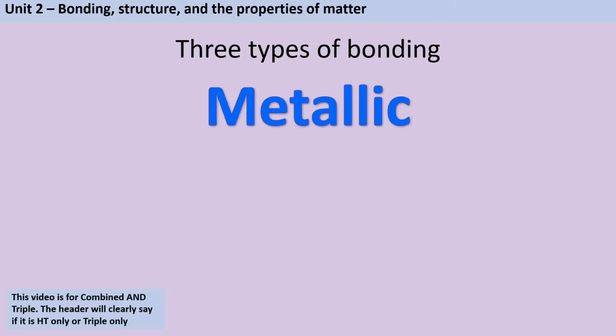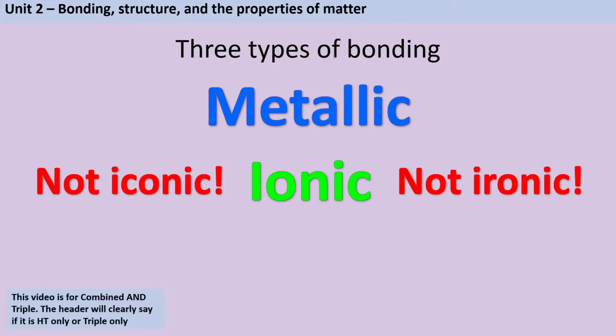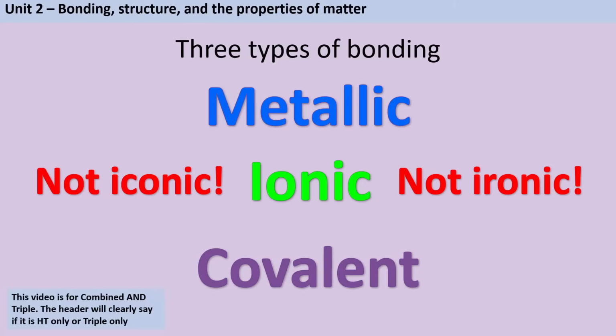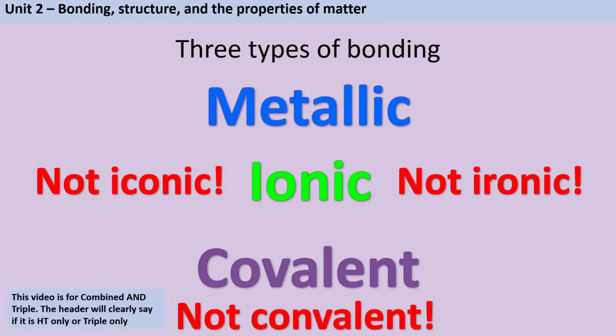Okay, so we've got 3 types of bonding that we need to know about. First up, nice and easy, is our metallic bonding. Obviously, that's happening between metals. And then we've got ionic bonding. Please note, not iconic and not ironic. And then finally, we've got covalent bonding between the non-metals, and once again, not convalent.